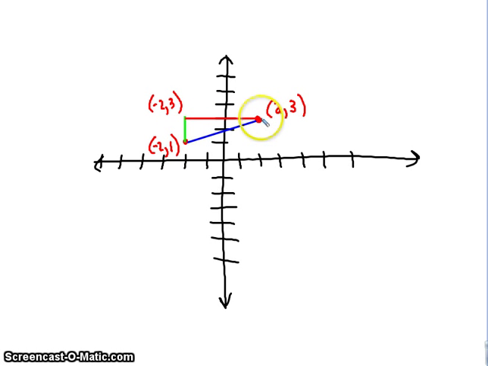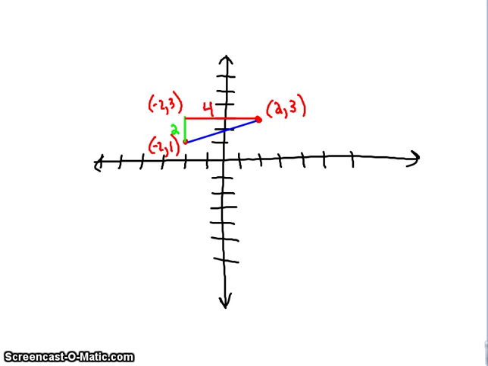Okay, so now we need to find the distance of the red line. We need to find the distance of the green line. So the distance of the red line, if we were to bring it down here, goes from this point, +2, to -2. So 1, 2, 3, 4. So this is a distance of 4. Right? If we think about this green line, we're starting up here at +3, and we're going down here to +1. So we go 1, 2. So this is a distance of 2.